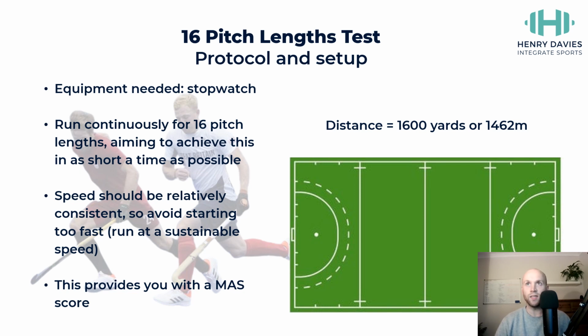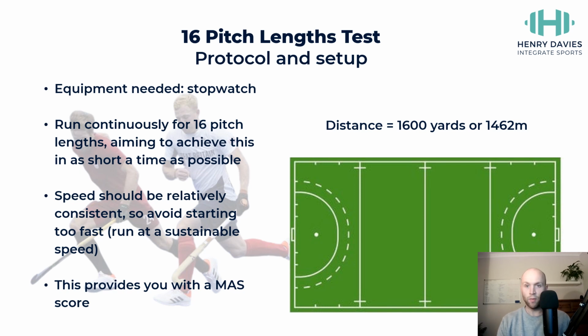However, as long as it's 1,600 yards or 1,462 meters, that's also fine. So a football pitch, rugby pitch, also fine, or a park, as long as you can accurately get the distance right, it's all good. So all you're going to do is run essentially 16 pitch lengths as fast as you possibly can. So out and back 8 times, trying to achieve that in the shortest time possible.